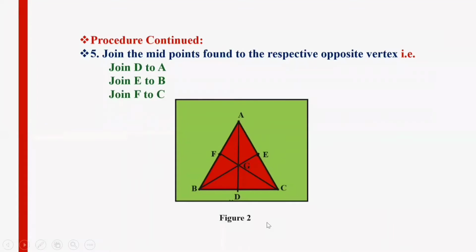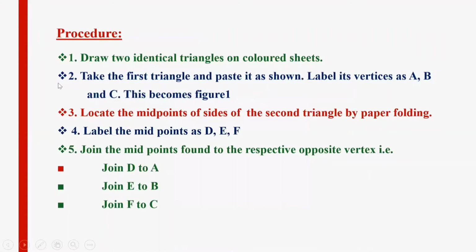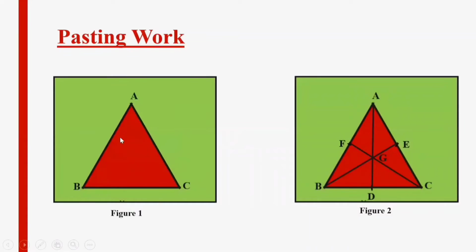Let me show you the procedure and the pasting work once again. This is the procedure written properly. The first step is to draw the two triangles, then take the first one and label its vertices. That was figure 1. Then locate the midpoints of the sides of the second triangle and label them as D, E, F, and then join the midpoints to the respective opposite vertices. So this became figure 2. For the pasting, we'll have two things. This is the first figure, the triangle drawn with the vertices labeled, and this is the second figure, the triangle drawn with its vertices marked as A, B, C, the midpoints marked as D, E, and F, all the midpoints joined to the respective opposite vertices, and the centroid marked as point G.